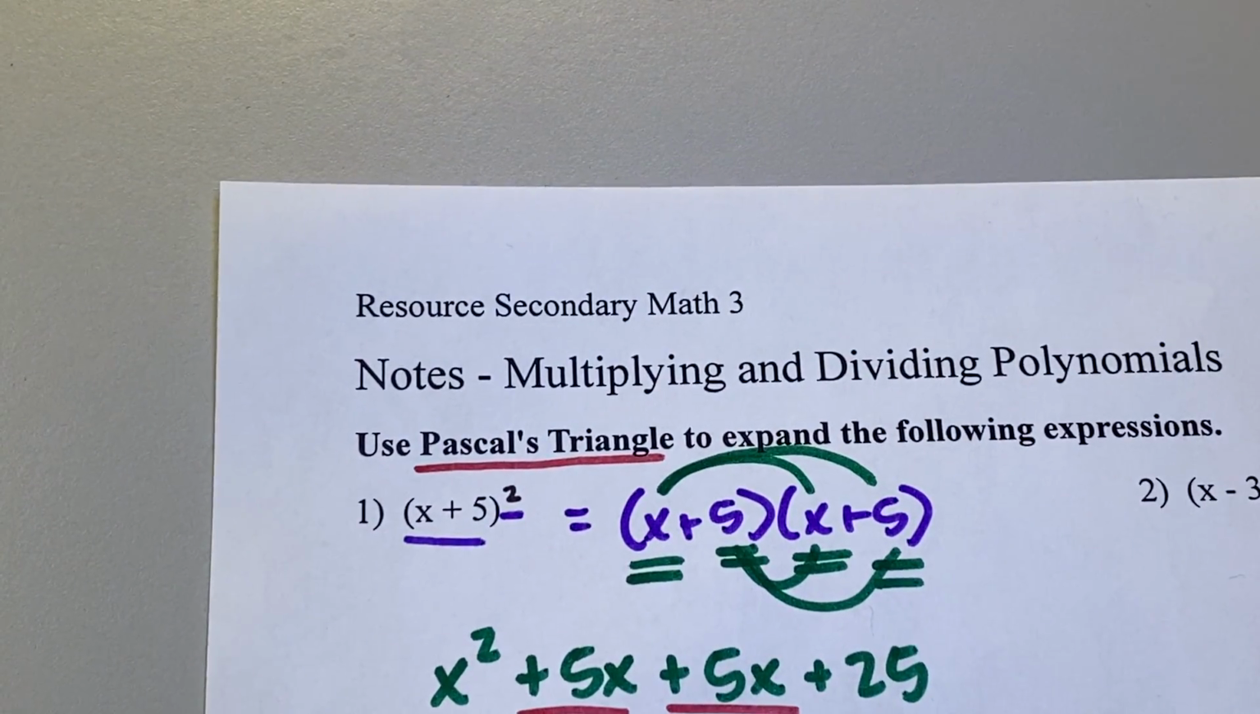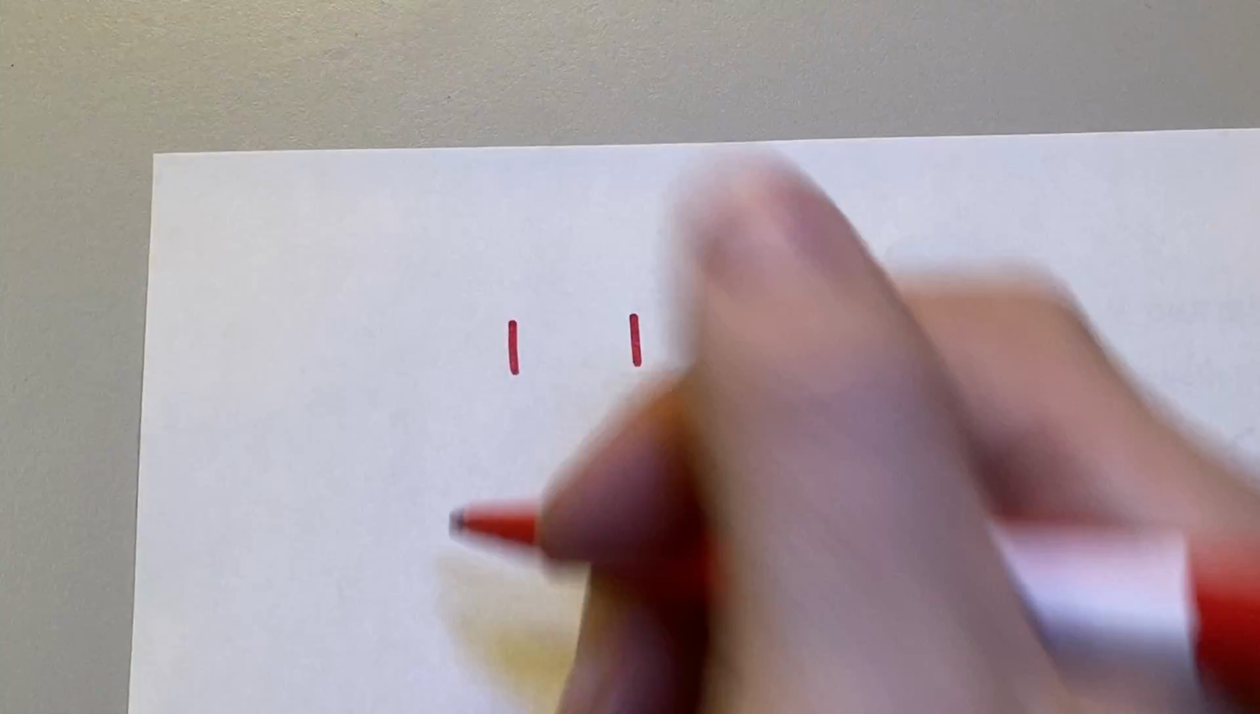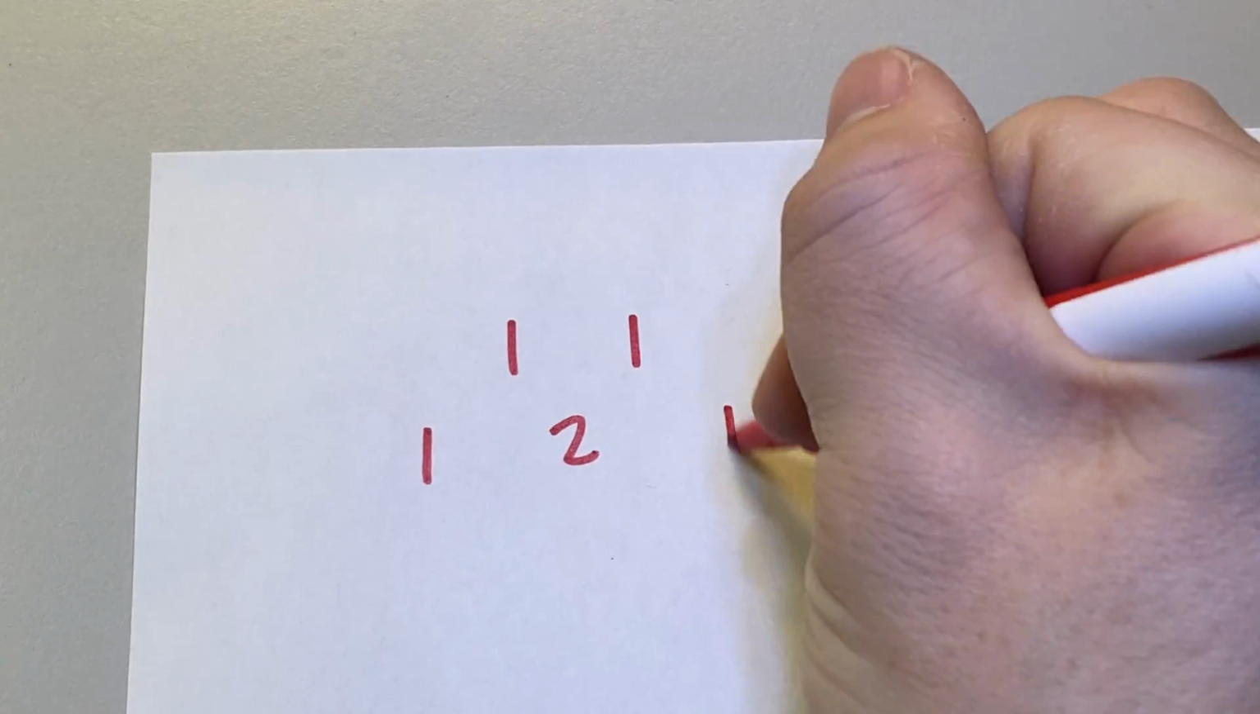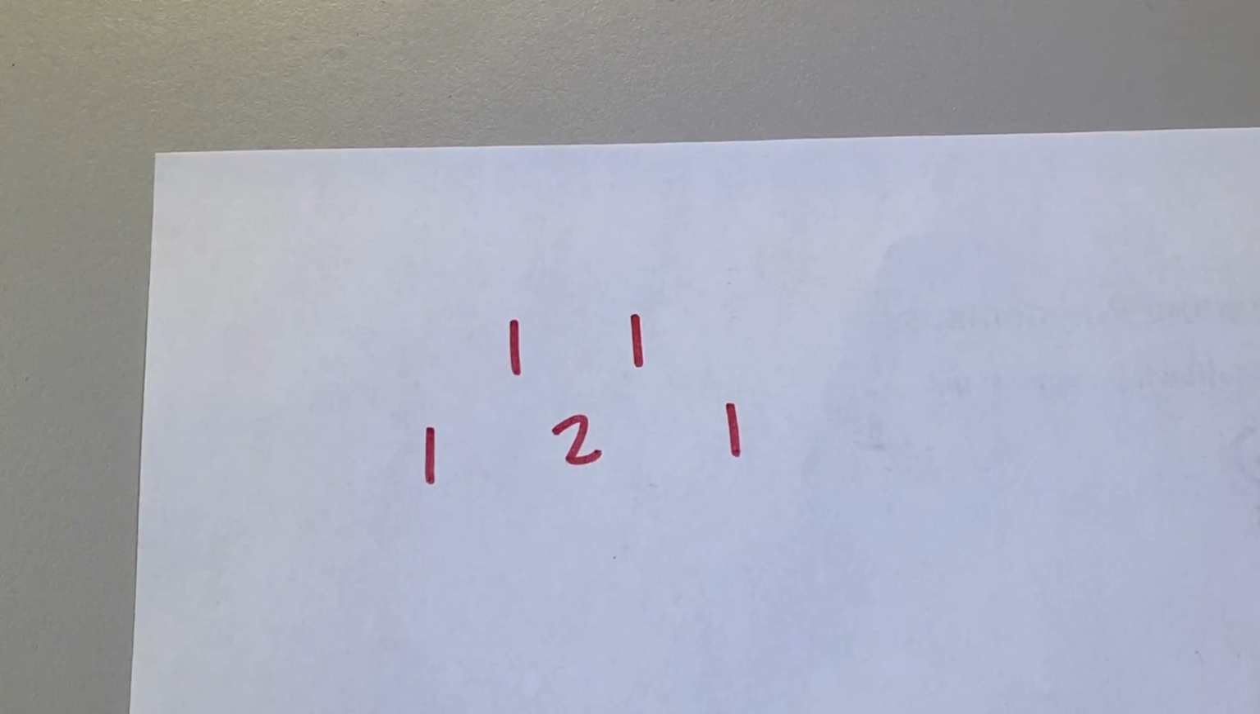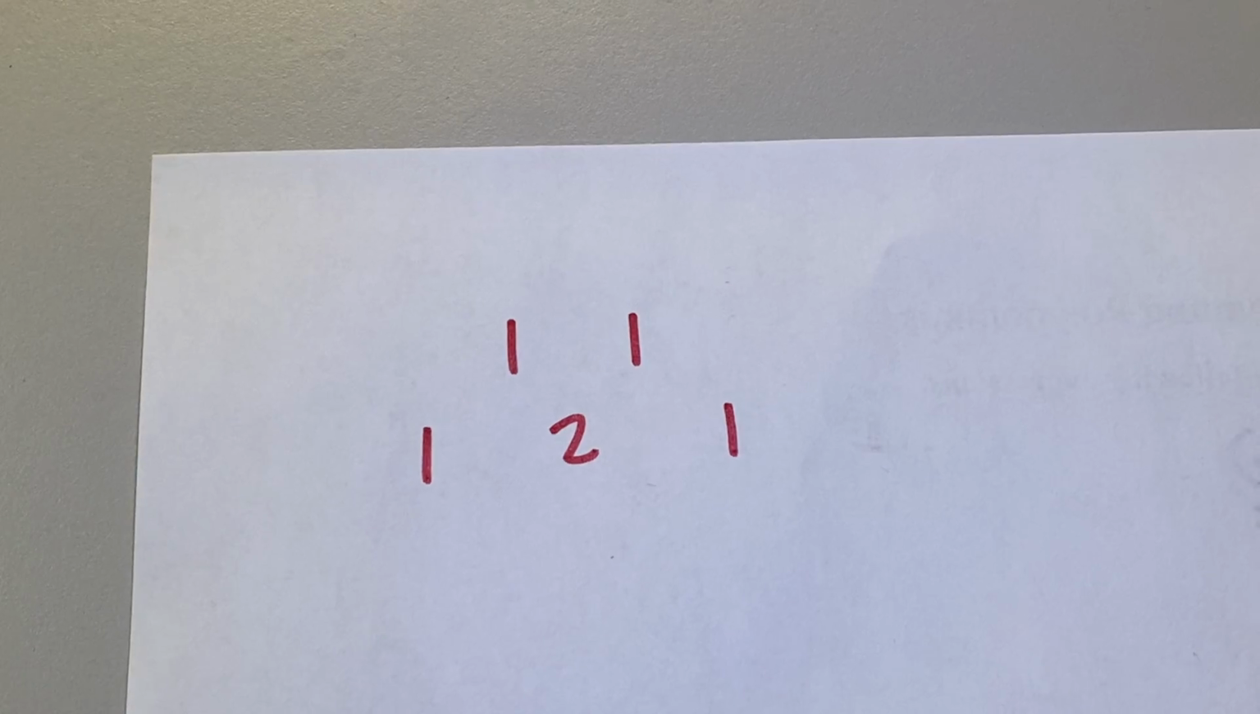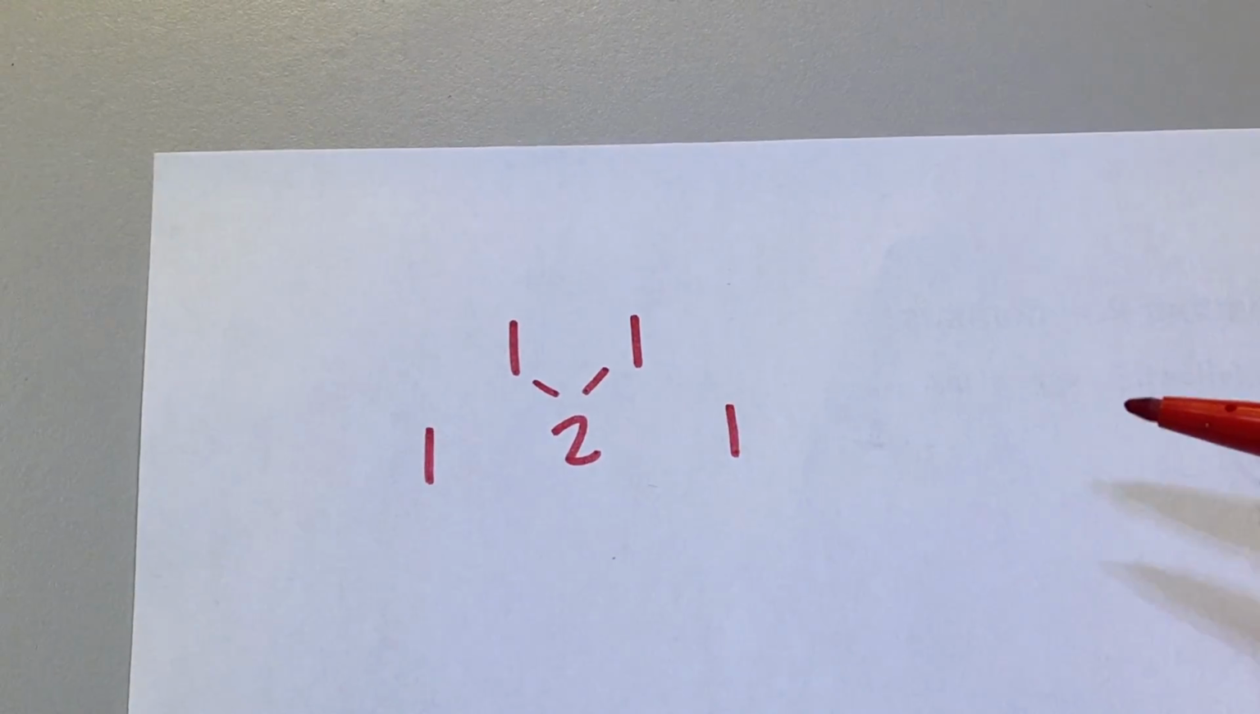Pascal's triangle. Okay, so let's go ahead, turn your paper over to some blank space, because you're going to want to write down this triangle, this little pattern. Okay, so first we have, let's give yourself a 1 and a 1. Then give yourself a 1, 2, 1. We got that 2 by adding those 1's together. 1 plus 1 gave us 2.